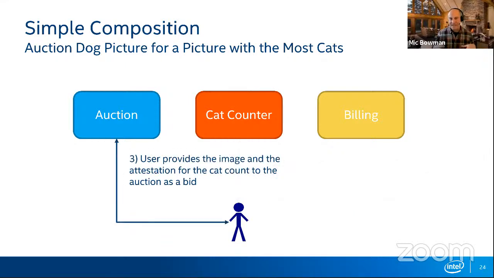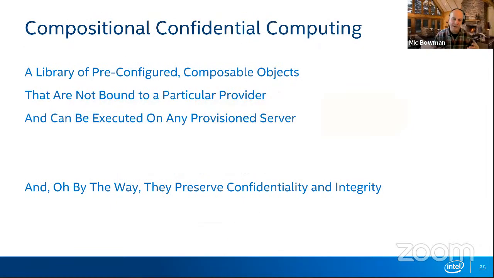And then you can take that attestation that's come out of the cat counter and give it to the auction. So we get the image, and we get the attestation that the cat counter object says that there are 25 cats in this one, and the auction can then decide what it wants to do for it. And the cool thing is that all of these services are fundamentally, other than the trust relationship between them, independent things, right? The billing service doesn't have to know anything whatsoever about how the payments are being used. Sometimes it can be used for a cat counter, sometimes it can be used for something else.